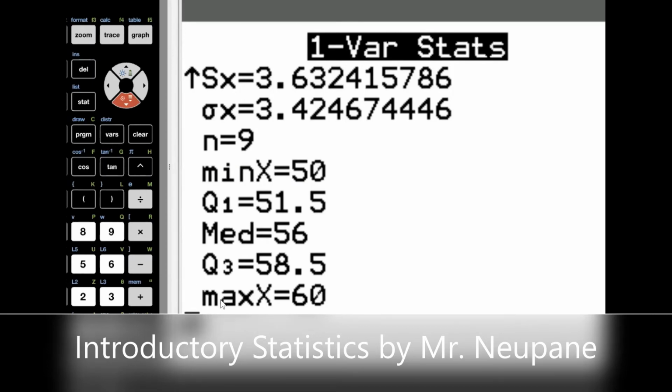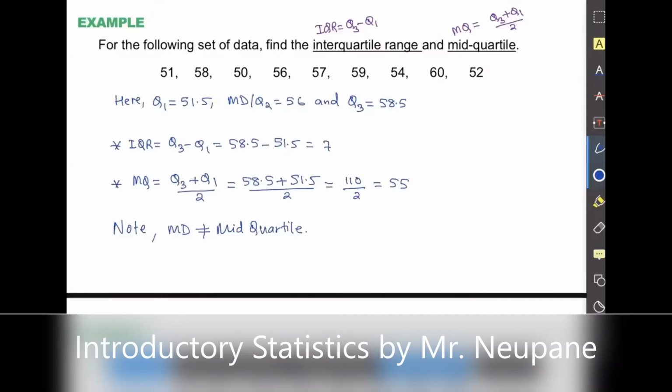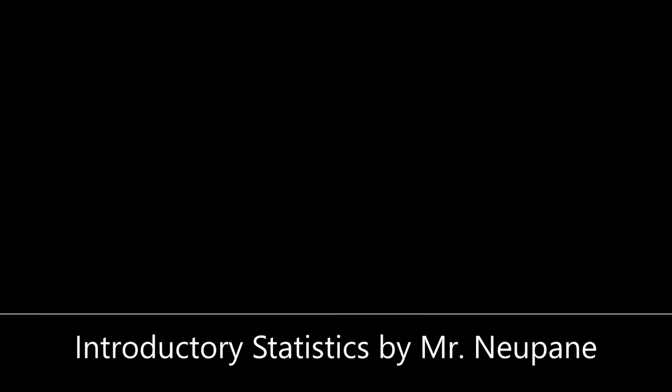Let me stop sharing this screen and go back and share my previous screen. So in this example, after we had Q1, Q2, and Q3, we calculated IQR, which is the difference of Q3 and Q1. Mid quartile is the average of Q1 and Q3. And we noticed that the mid quartile and the median are not the same, right? Correct. Okay, we'll go to the next example now.